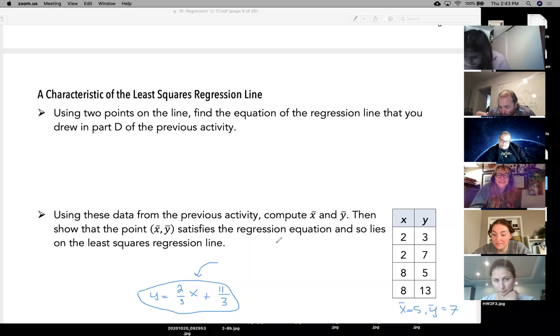At this point, yeah. So I plug x bar into my equation. What do I get?